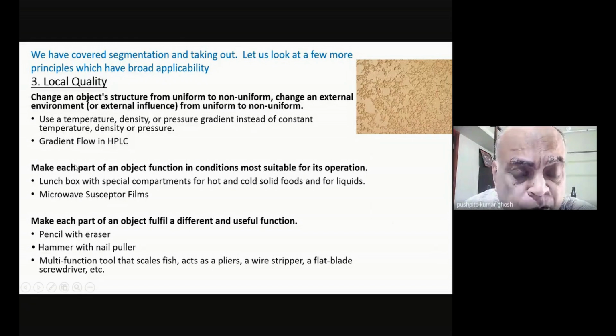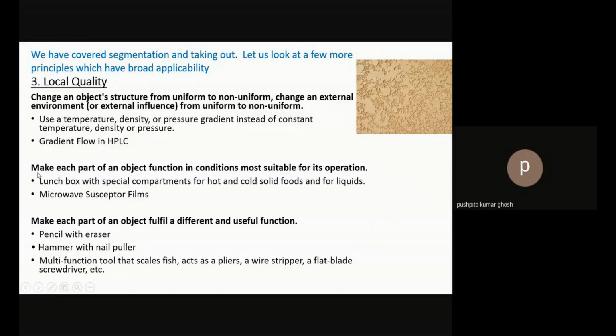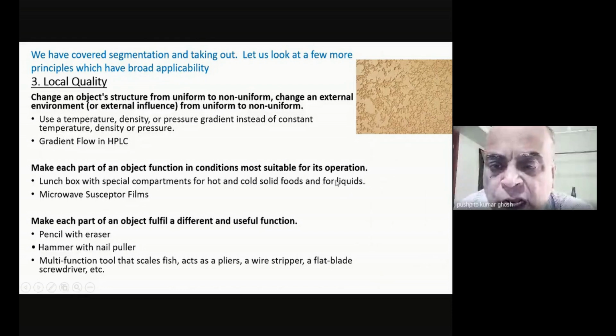Or another example of going from uniform to non-uniform: let's say school kids' lunch box. Their mother might have given them some hot food as well as cold food, or some liquid. So you can have some compartments which are insulated, so that the hot food remains hot, the cold food remains cold, and there's also provision for liquids. In fact, it's very common nowadays, these thalis that you get, where they'll put the sambar and the rasam and everything in different compartments which can keep a liquid. So they put a wrapping on top. It's a very nice example of going from uniform to non-uniform.